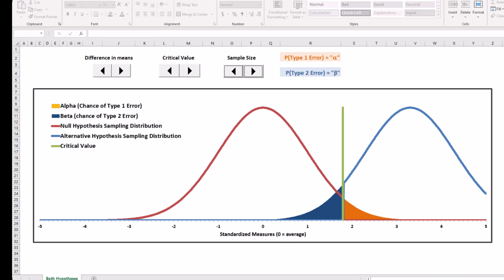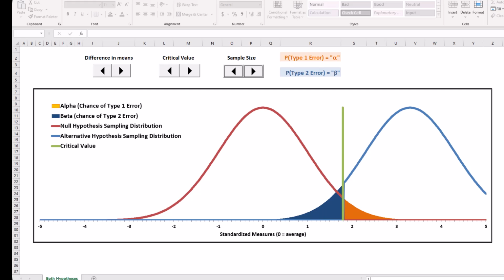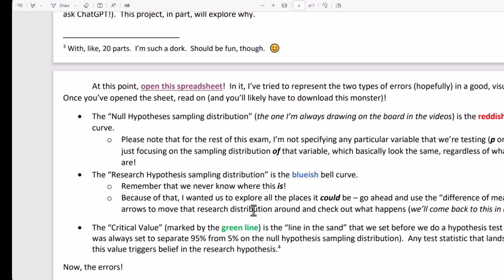Okay, so let's go through the exam a little bit here together. Oops, not that file. That's the file manager. I just got a new update on my machine, and I really don't know where they put it. Here we go. Here it is.